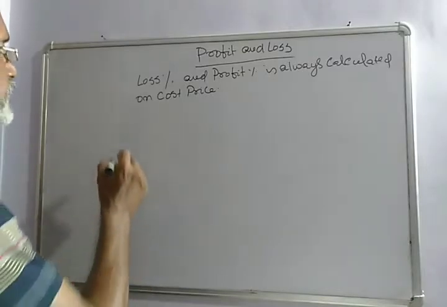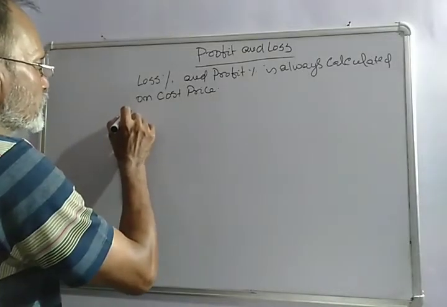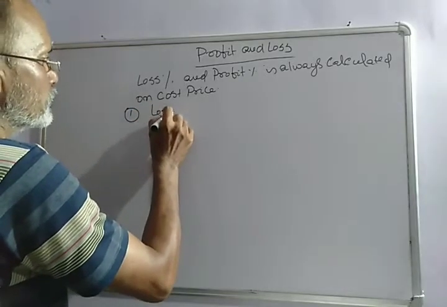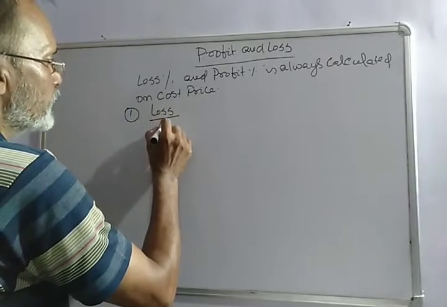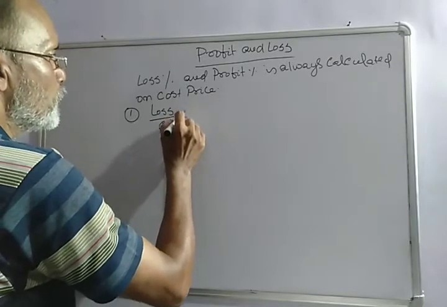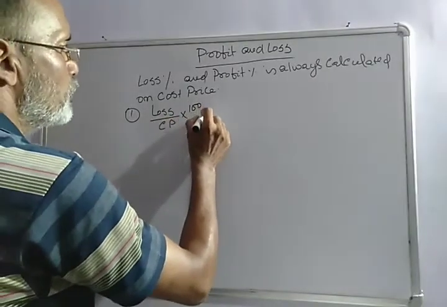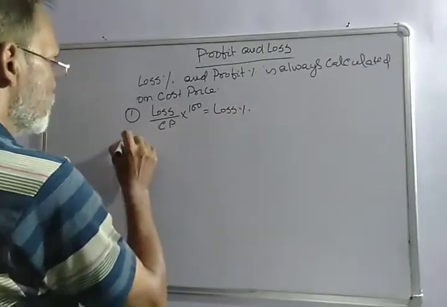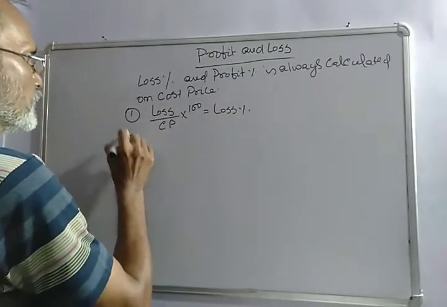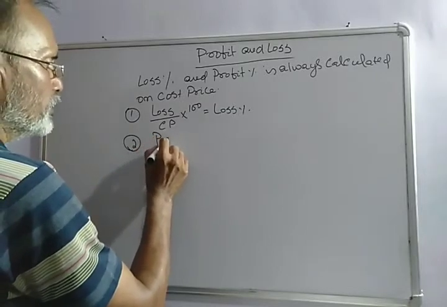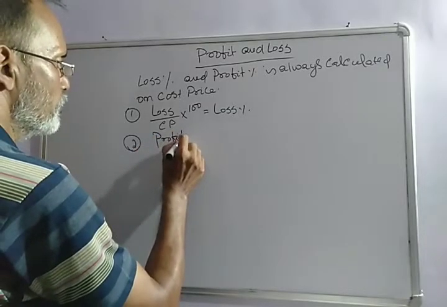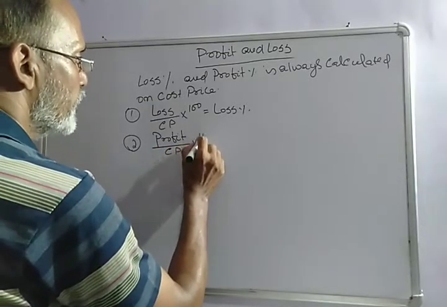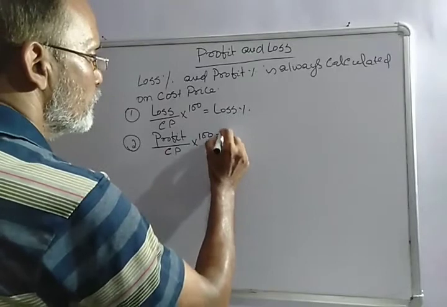To find the loss percentage, the formula is loss by cost price into 100 gives you loss percentage. Number 2, profit by cost price into 100 is equal to profit percentage.